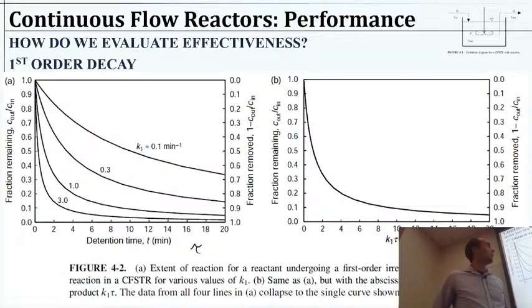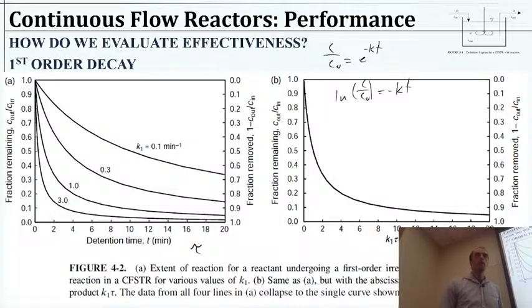Another thing we can look at would be, instead of plotting the K directly, plotting different Ks on here, we could incorporate a K times tau. So K times our detention time. If you remember, many of our rate equations end up looking like, when we solve them, something like C over C naught equals e to the negative kt, right? Or take the natural log of that.